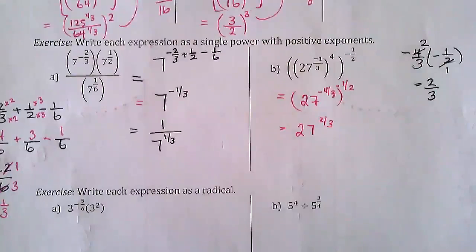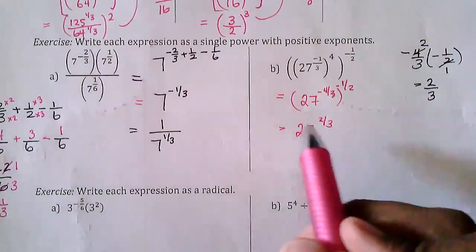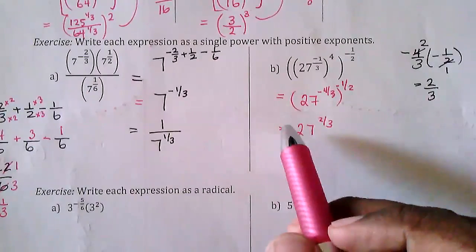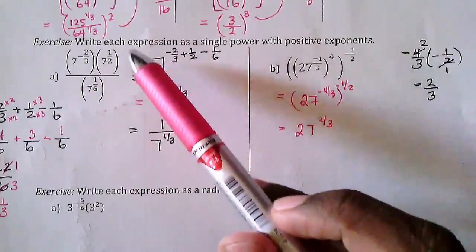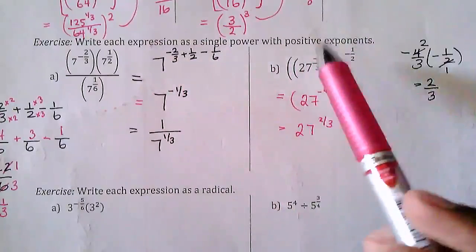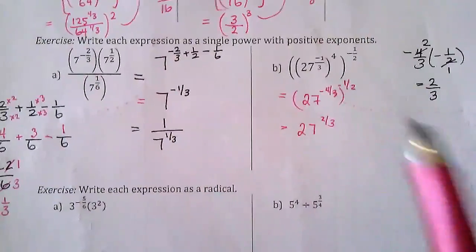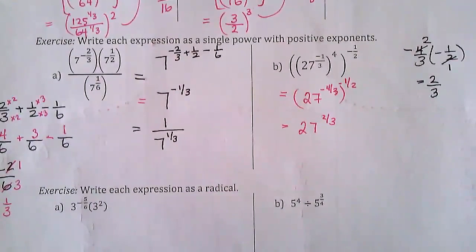If this question had asked me to evaluate, again, I could have simplified this and gotten a final answer, but that's not what the question asked. The question simply asked, write each expression as a single power with positive exponents. These are both single powers with positive exponents. That's all we were expected to do here.